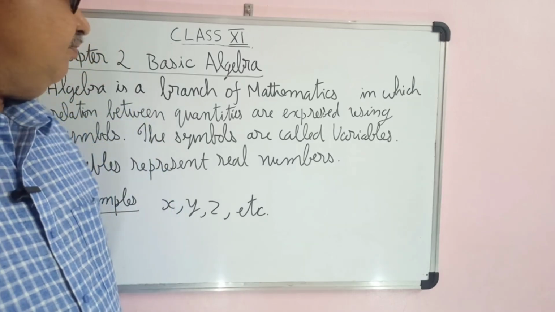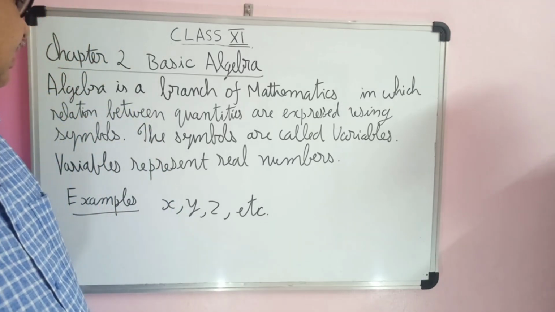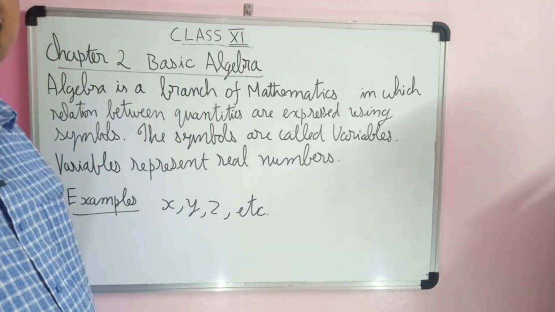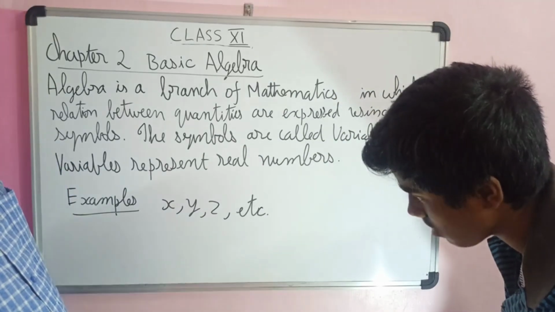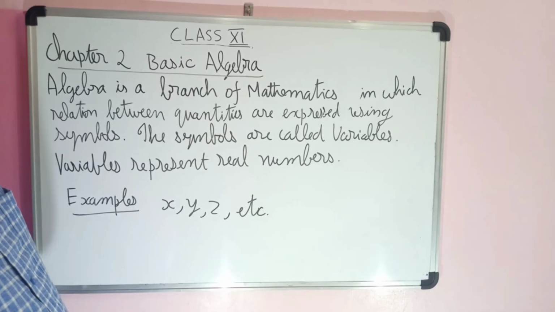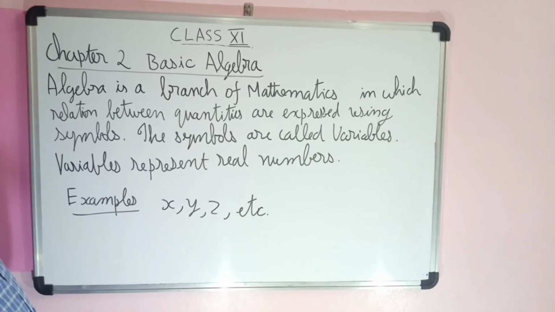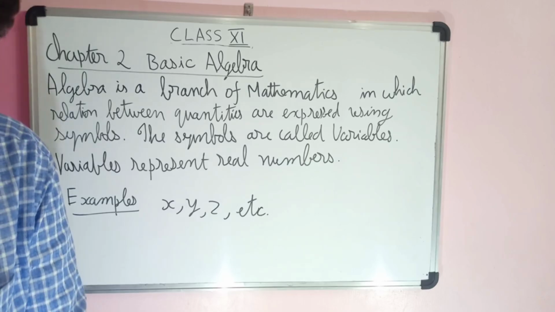Algebra is a branch of mathematics in which relations between quantities are expressed using symbols. The symbols are called variables. Variables represent real numbers. Examples: x, y, z, etc.